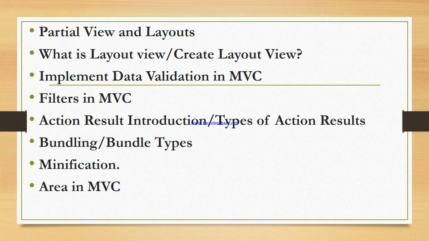And action results, types of action results. We have so many different types of action results available, for example, JSON results, view results, right? All these things we should know. And there are some small concepts available. Bundling, what are the types of bundling available, what is minification, and next one is the areas concept. Why we use the areas concept in MVC.